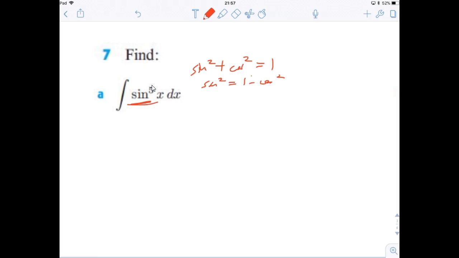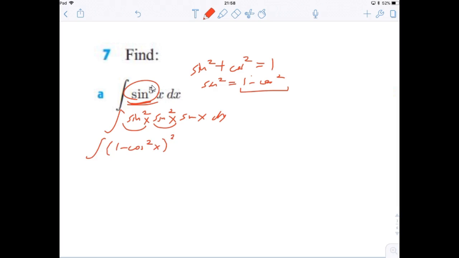So we could take some of these sines and replace them with cosines by doing that. Let's try that. Instead of sine to the 5th x, we're going to change it to sine squared times sine squared times sine. Each one of these is x, dx. Then we're going to replace sine squared here and sine squared here with 1 minus cosine squared. So we'll have the integral of (1 minus cosine squared x) squared sine x.